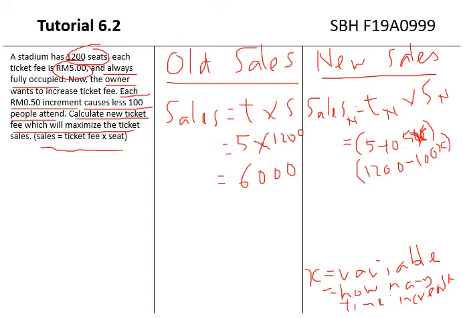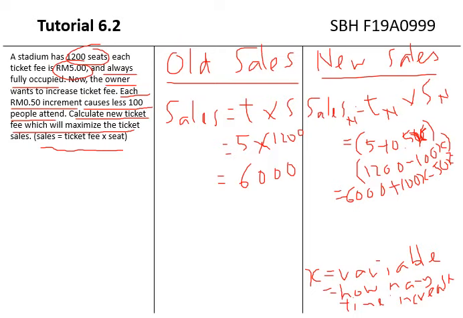Now we have two expressions there. 5 plus 0.5x. 1,200 minus 100x. When we expand it, we're going to get a quadratic expression here. 6,000 plus 100x minus 50x squared.